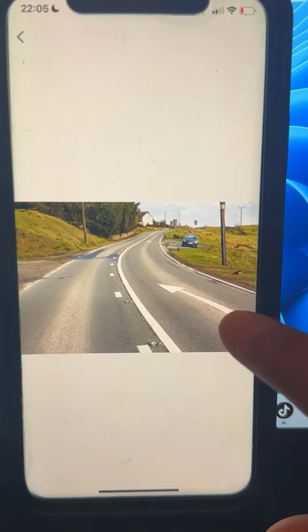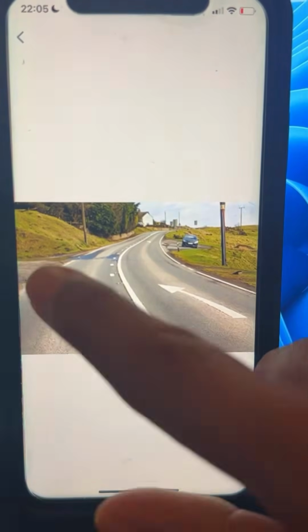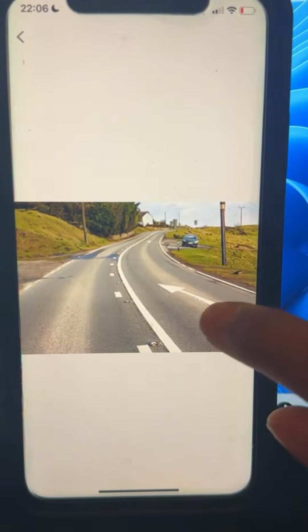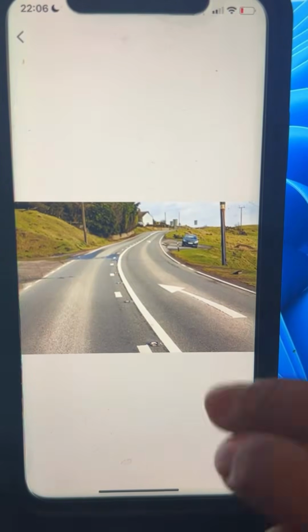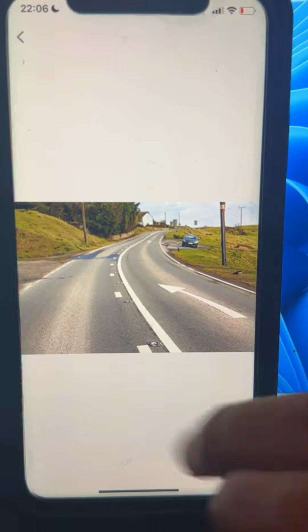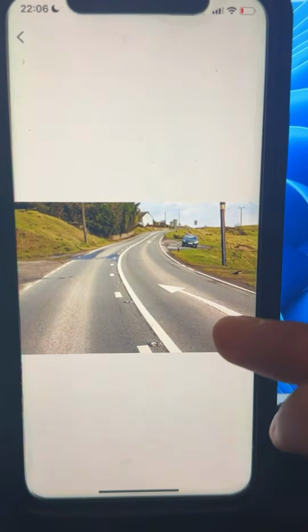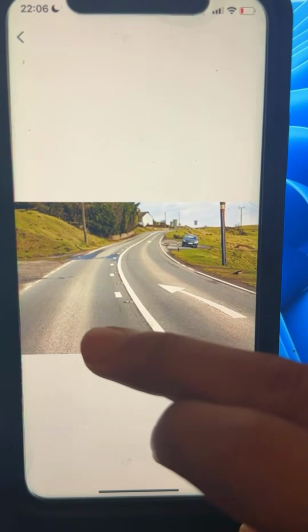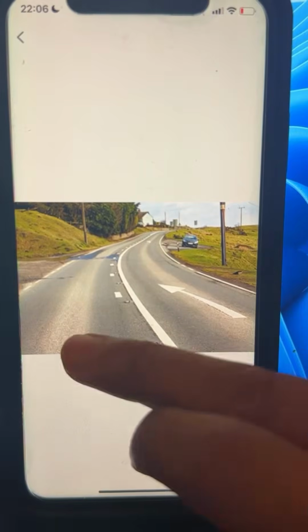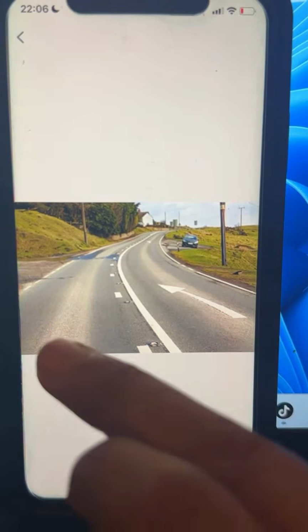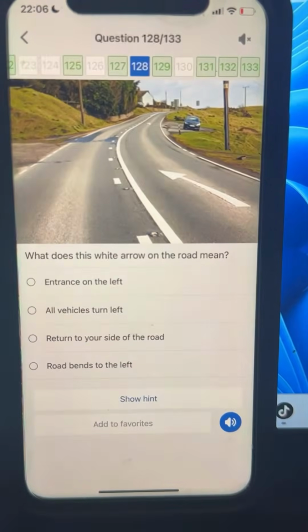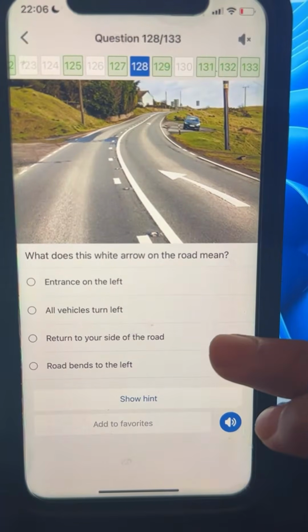So this arrow is not telling you there is a left turn here, or there is a bend. It's just telling you, if you've been trying to overtake, you should be going back to your side of the road, because this is the oncoming traffic side. This is your side, this is where you should be. Overtaking traffic should be returning. Can you see the arrow is pointing? Go here. Okay? Return to your side of the road is the correct option.